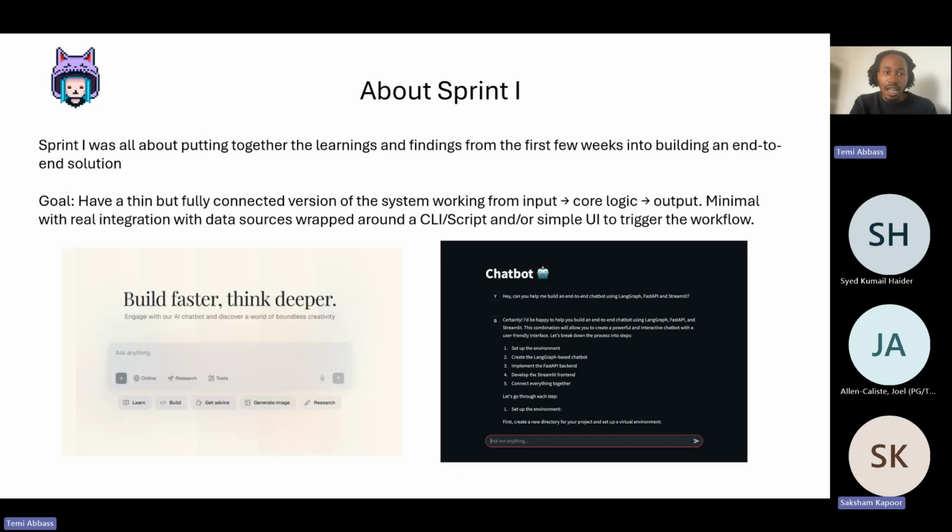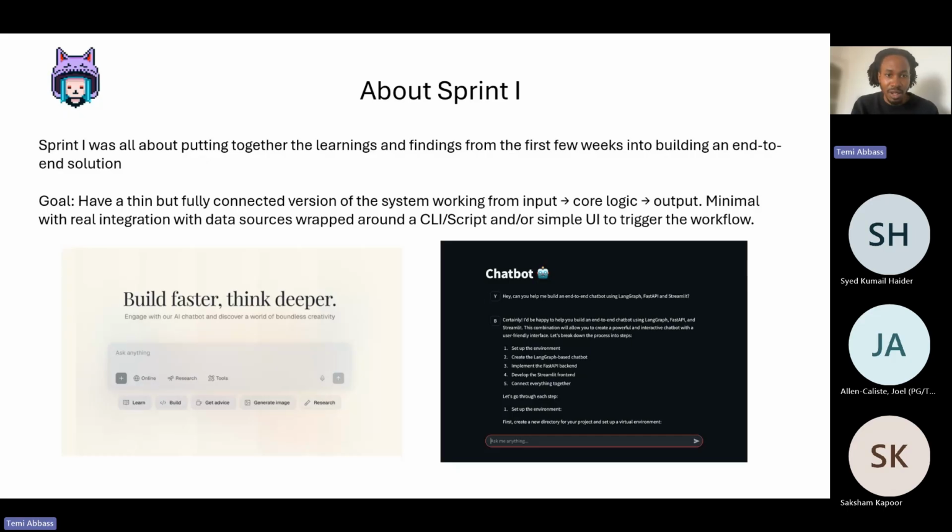The goal was to have a thin but fully connected version of your solution with the core logic that we've been discussing in our various catch-ups and group calls, to an output, minimal but real integration with data sources, wrapped around a CLI or simple UI if you could feasibly do so, to trigger the workflow or to trigger the agent execution depending on your research task.